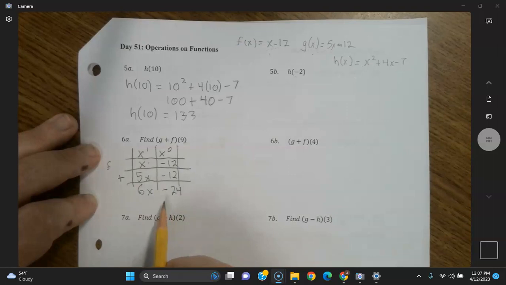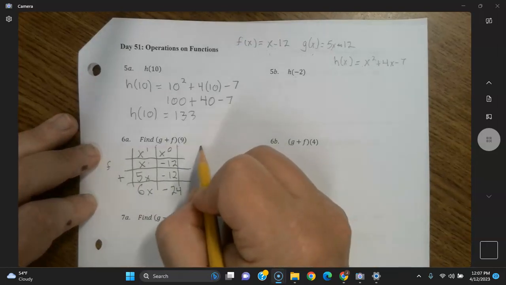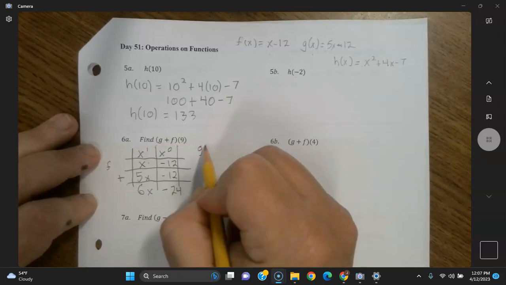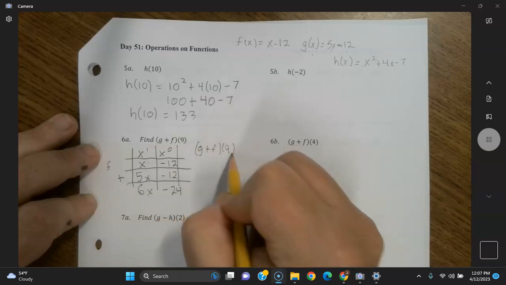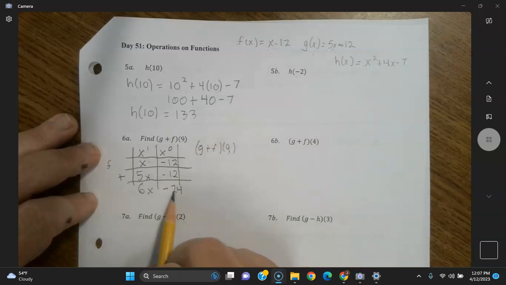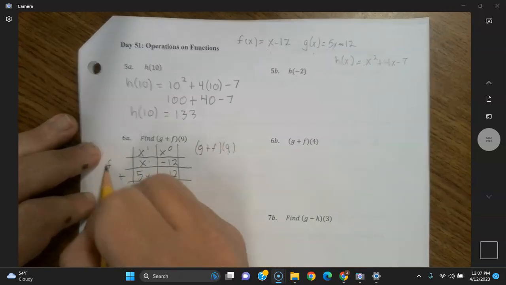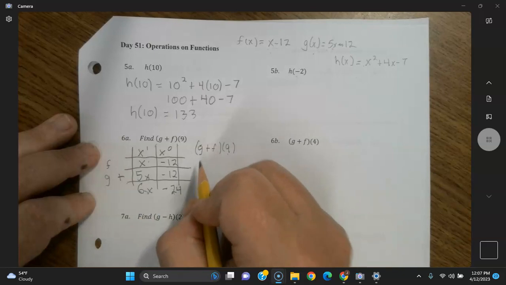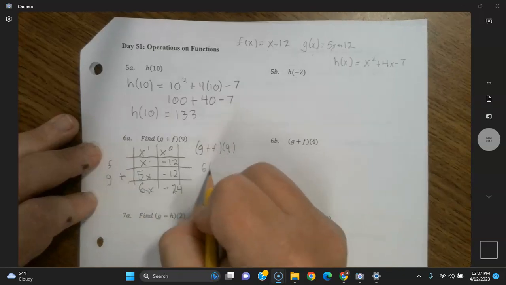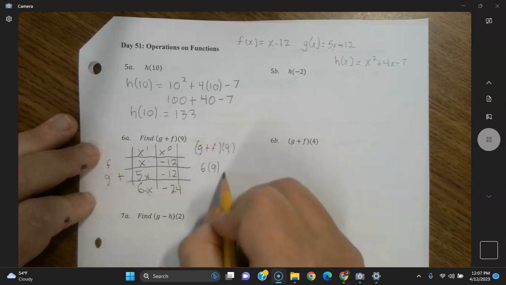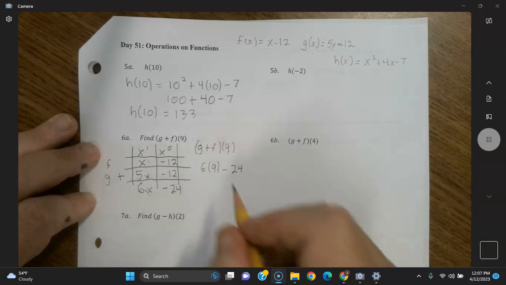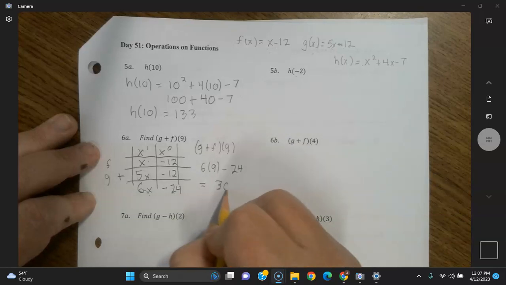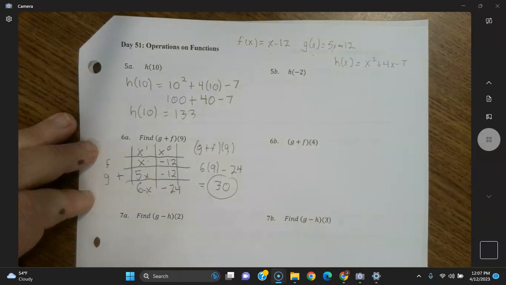Okay, so now that we have that, we come over here and we say g plus f, and your input value is 9, so this is g plus f right here. I should have put g right there, f plus g, that's it. So we're going to say this, it's 6 times 9, that's the x value, minus 24. Okay, and 6 times 9 is 54, minus 24, that's going to equal 30. Okay, so that's your answer for that.